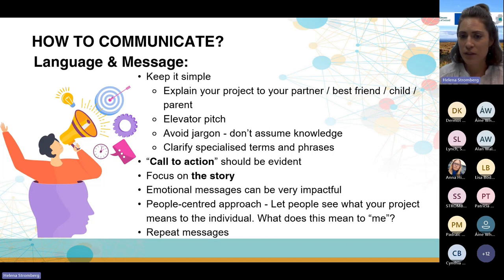Use a people-centered approach. So let people see within that message what that project means to an individual. So what does this mean to me, the viewer of your message? That can help drive the message forward as well. And also repeat messages. You might not get the attention the first time, but you might get the attention the second time, and also remind people of what your message is.